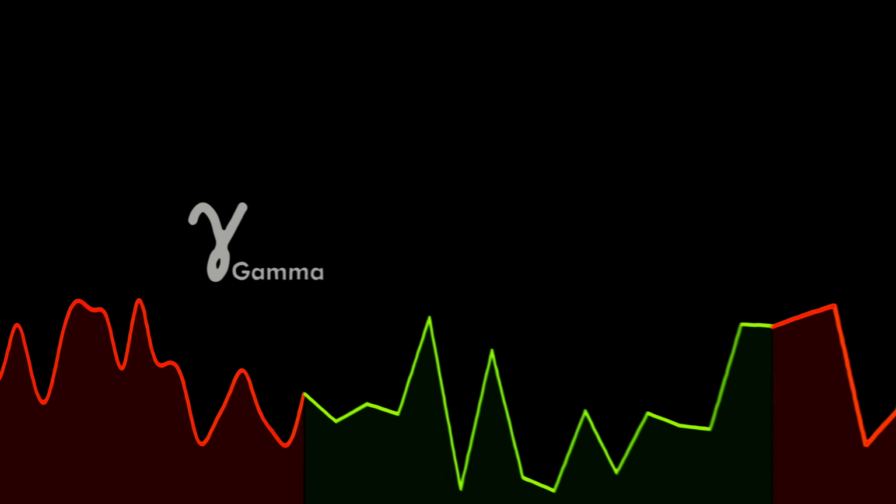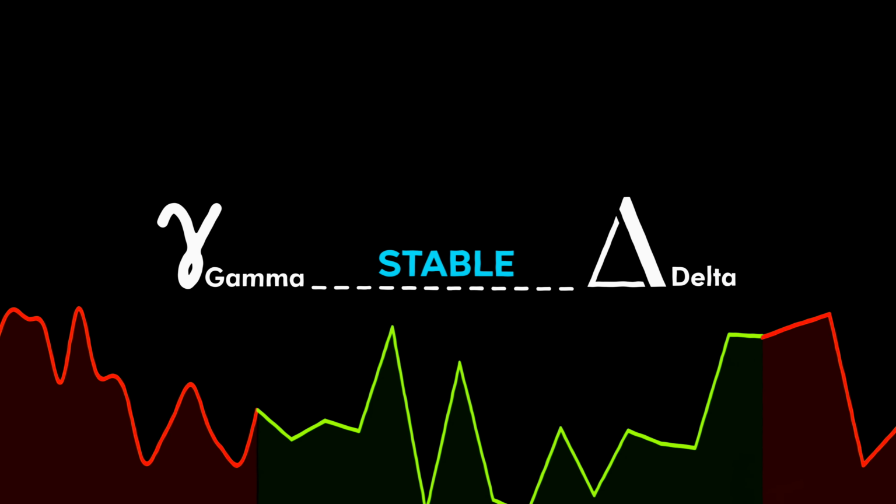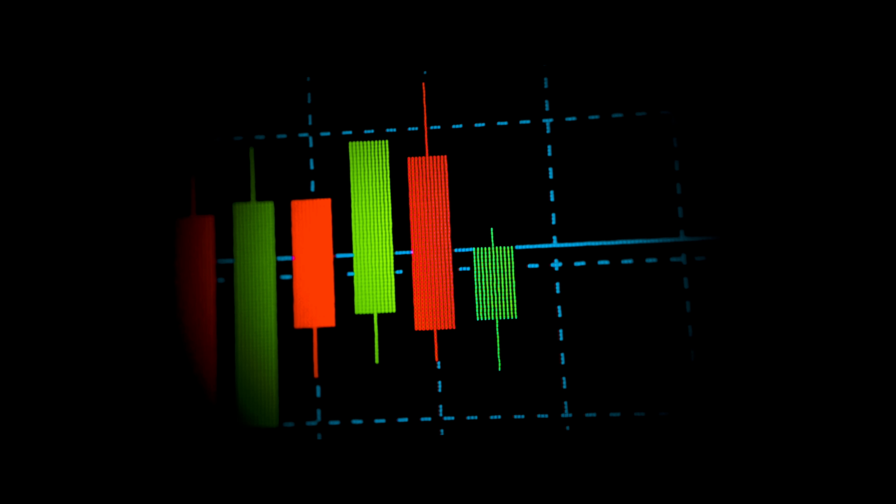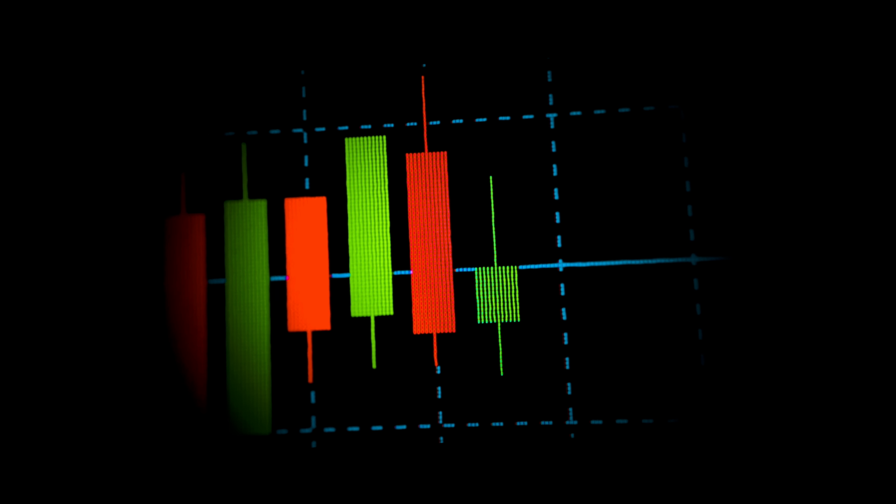It tells you how much delta will change if the underlying stock moves by $1. Gamma is important because it shows how stable your delta is. If the gamma is high, the delta can change quickly, making your option price more sensitive to stock price movements.